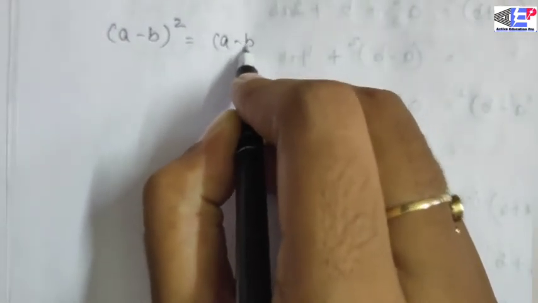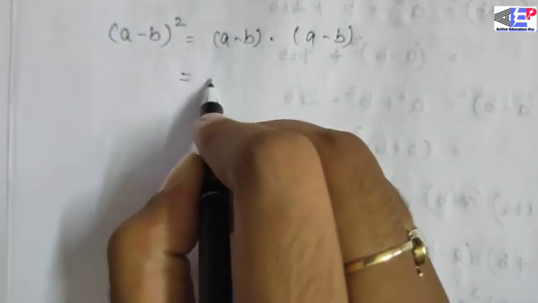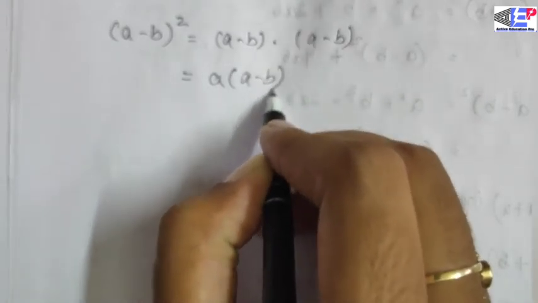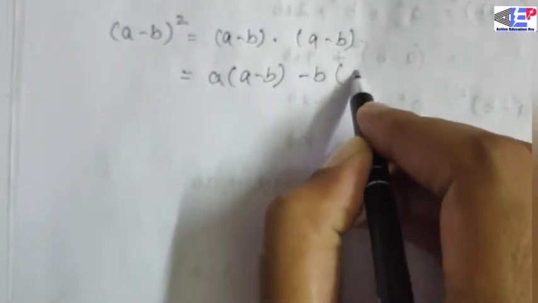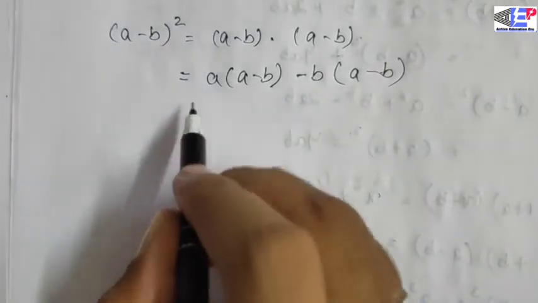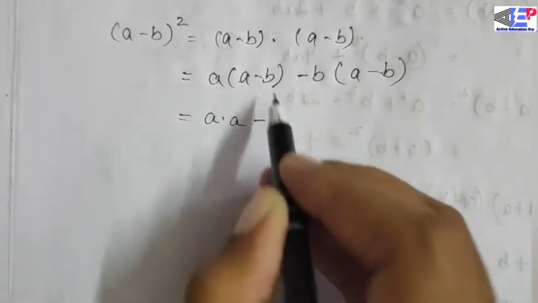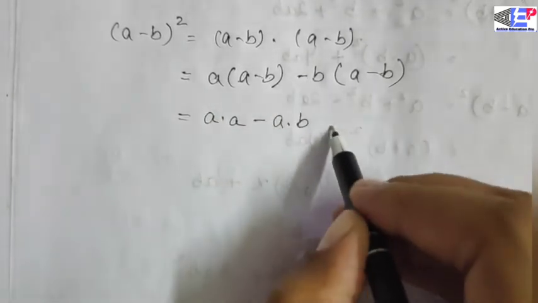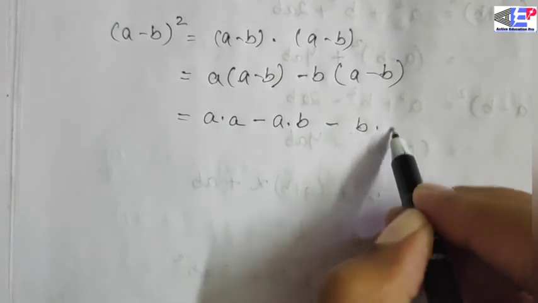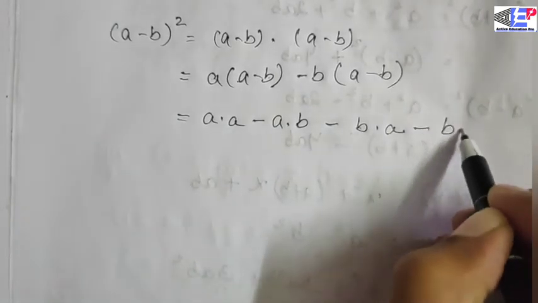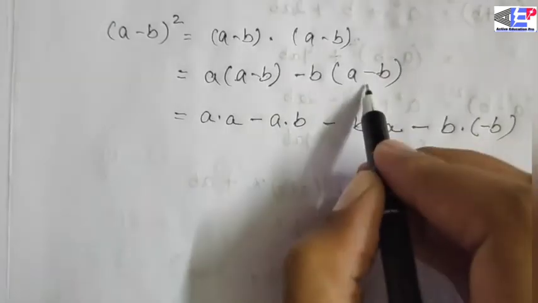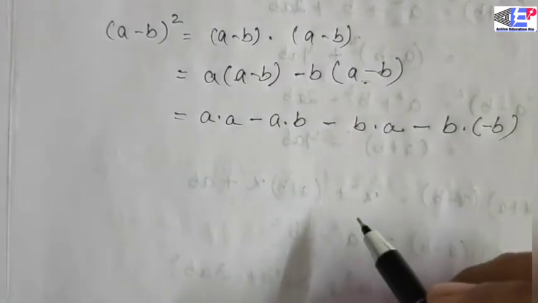And the next one is (a minus b) whole square. Similarly, here we multiply (a minus b) 2 times, and then open the first bracket: a into (a minus b), minus b into (a minus b). Again open the bracket: a into a, minus a into b, minus b into a, minus b into minus b, because here it is minus b.